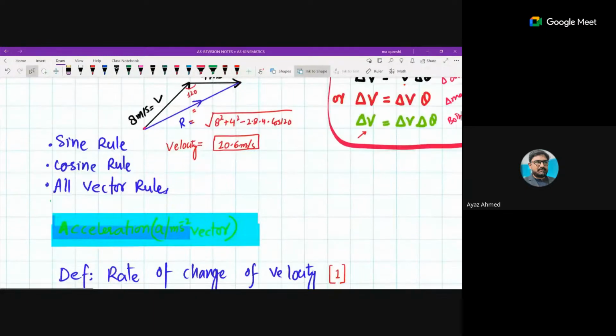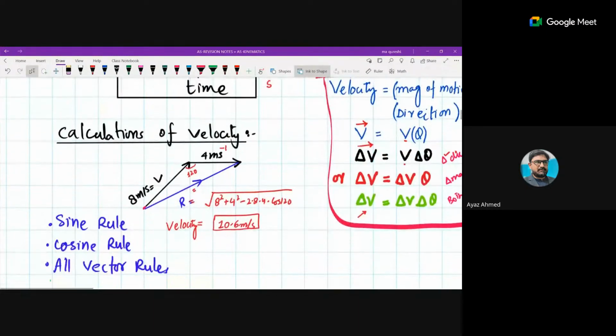Usually, one very famous question is that an aeroplane is moving at a speed of 720 kilometer per hour, and a wind is blowing from west to east. To keep the aeroplane in the right direction, where should the pilot steer the aeroplane? Right. So these types of questions are referring to the vector nature of velocity.